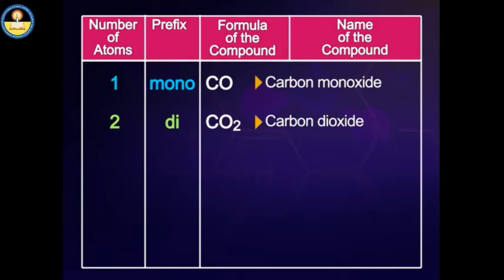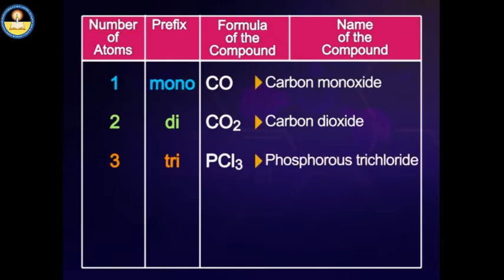Similarly, we see that if number of atoms is 3, prefix added is tri. Formula of the compound is PCl3. The name of the compound is phosphorus trichloride. Same is the case with when number of atoms is 4 and 5.